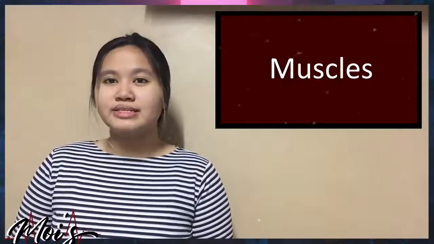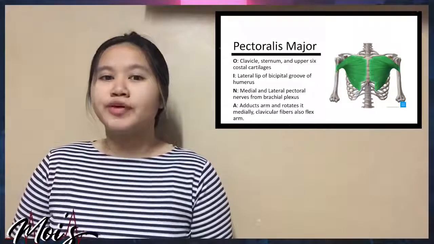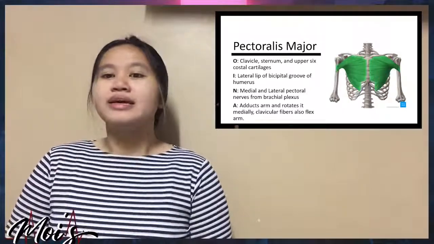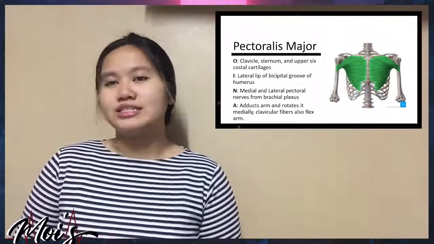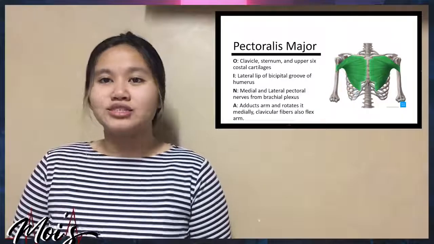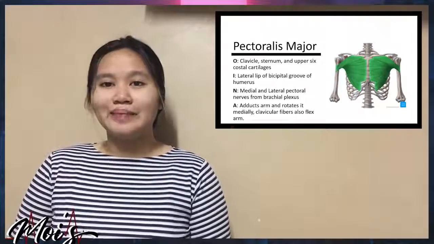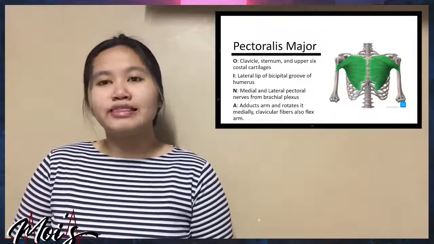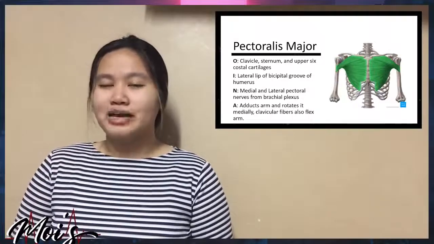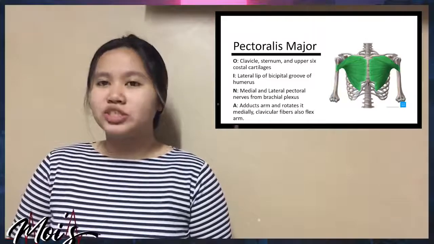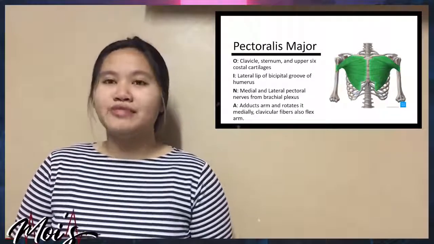The first one is the pectoralis major. It's one of the anterior shoulder joint muscles that form the muscular system of the shoulder girdle. It's a thick fan-shaped muscle at the upper and fore part of our chest. It originates in the clavicle, sternum, and upper 6 costal cartilages. It inserts in the lateral lip of the bicipital groove of the humerus, and the nerve supply is the medial and lateral pectoral nerve from the brachial plexus. Pectoralis major adducts the arm and rotates it medially. Also, the clavicular fibers flex the arm.